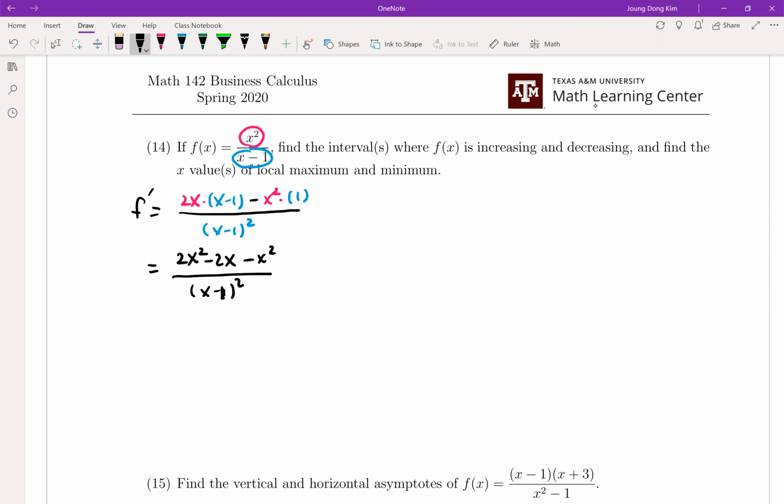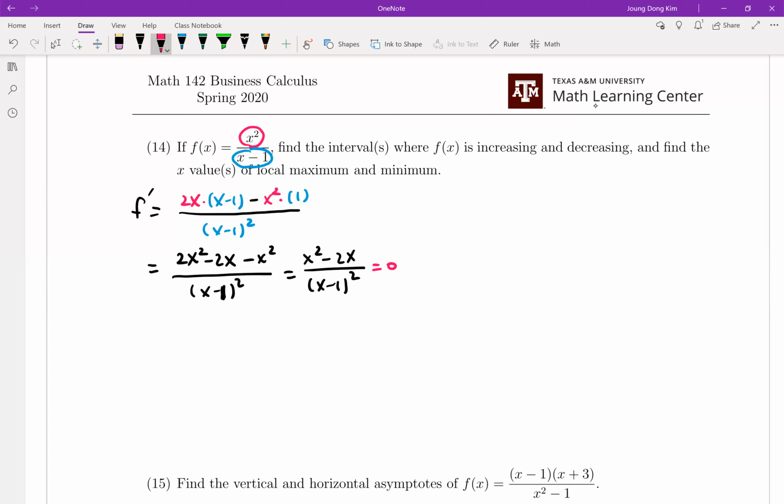I'm not going to do anything for your denominator, but we're going to keep this form, okay? So that is equal to x squared minus 2x over (x minus 1) squared, okay? So now what we're going to do is find the critical number, so set f prime equal to 0. Then keep that in mind.